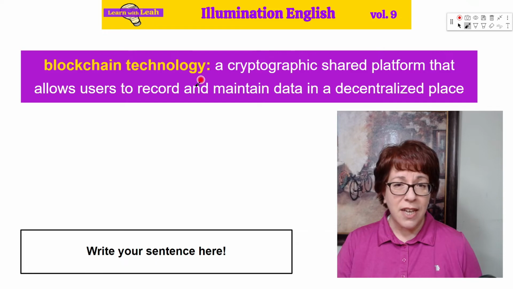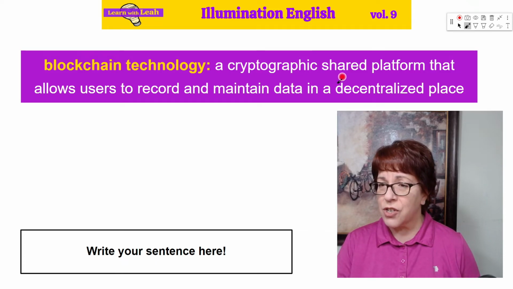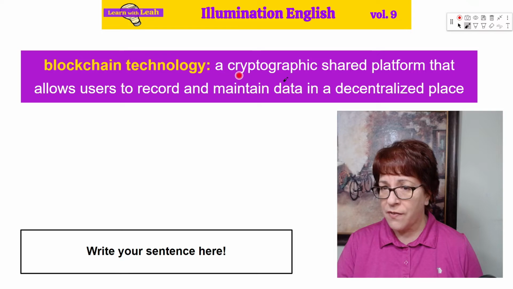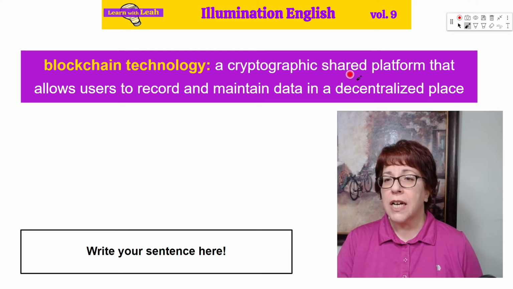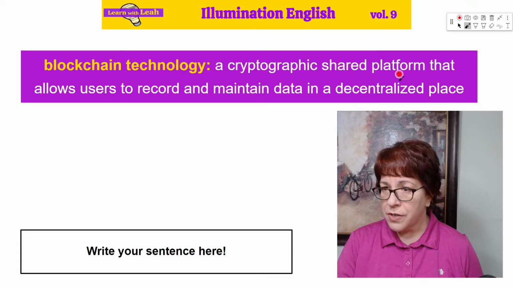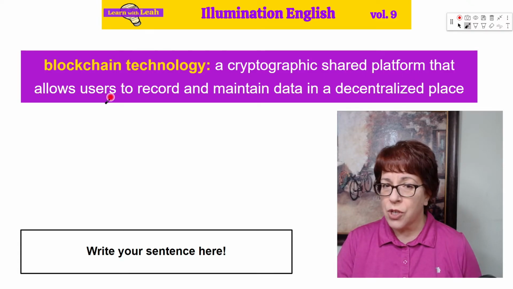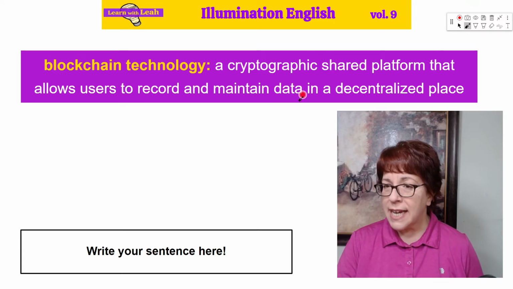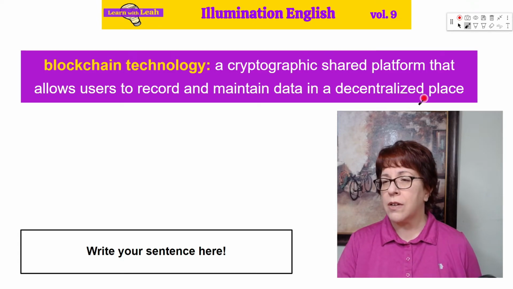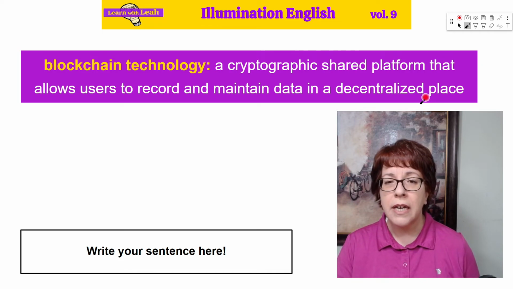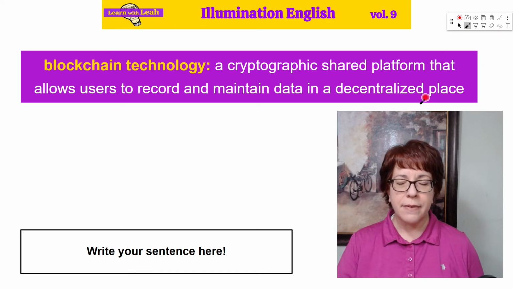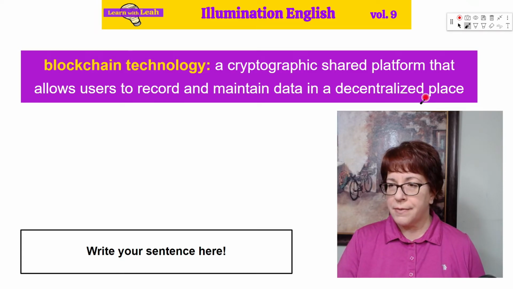So blockchain technology is a cryptographic shared platform, cryptographic meaning, of course, it's encoded somehow for security purposes. And it's a common shared platform that allows users to record and maintain data in a decentralized place. So that means it's unregulated. Decentralized. It's not controlled by any particular country or government or bank. All right. So let's see how it's used in the sentence now.